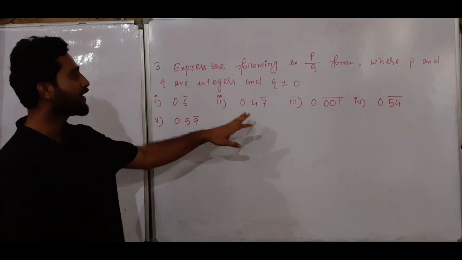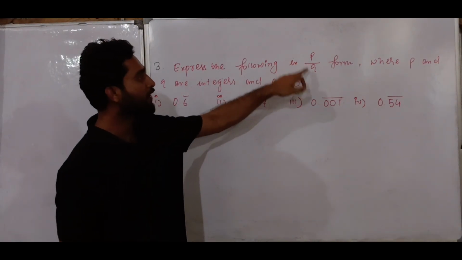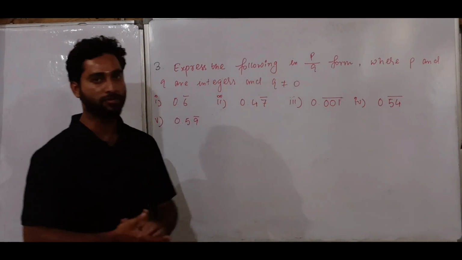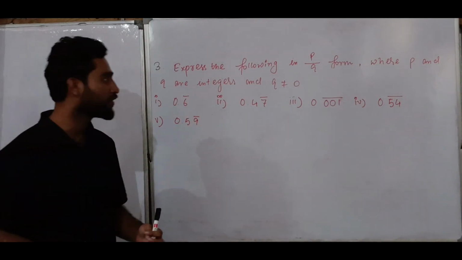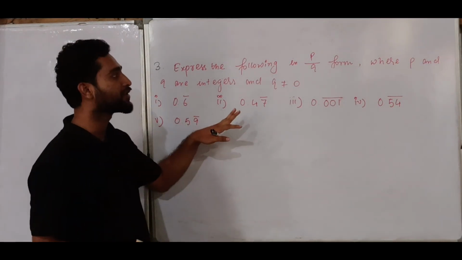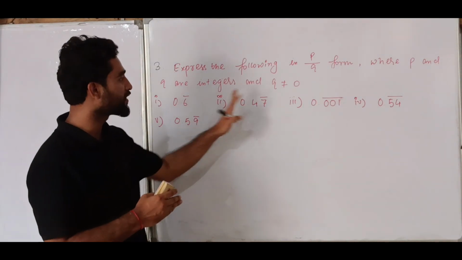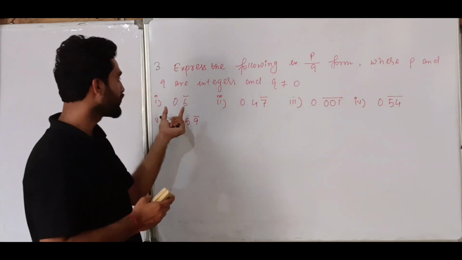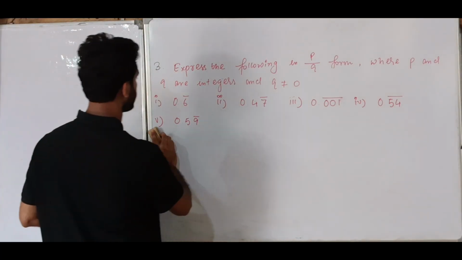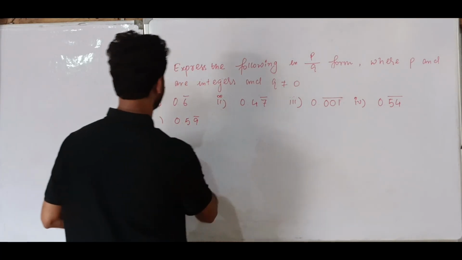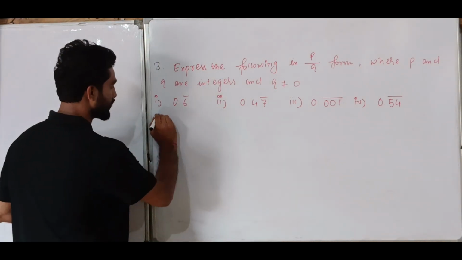So how can we convert this non-terminating decimal expansion into the rational form, that is the P by Q form? There are different methods by which we can solve this. First we will discuss the long method, then I will show you how to solve by the shortcut method.